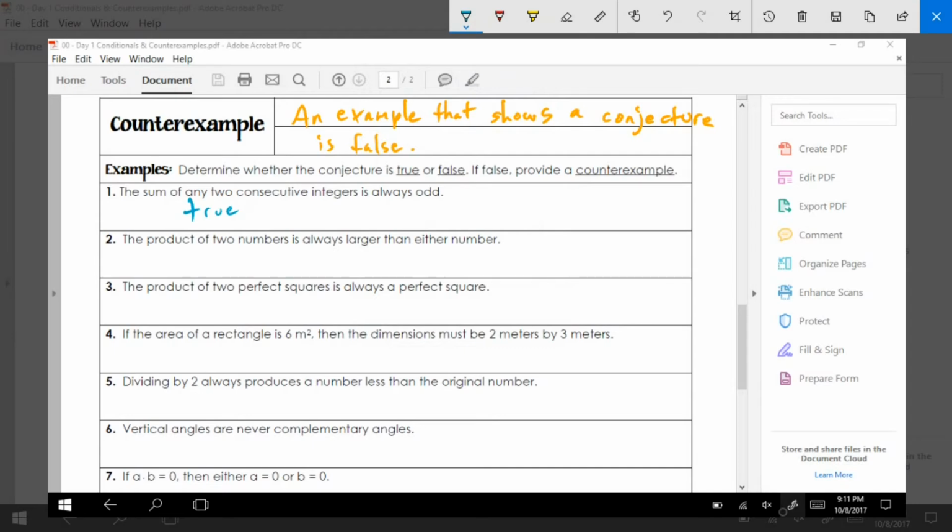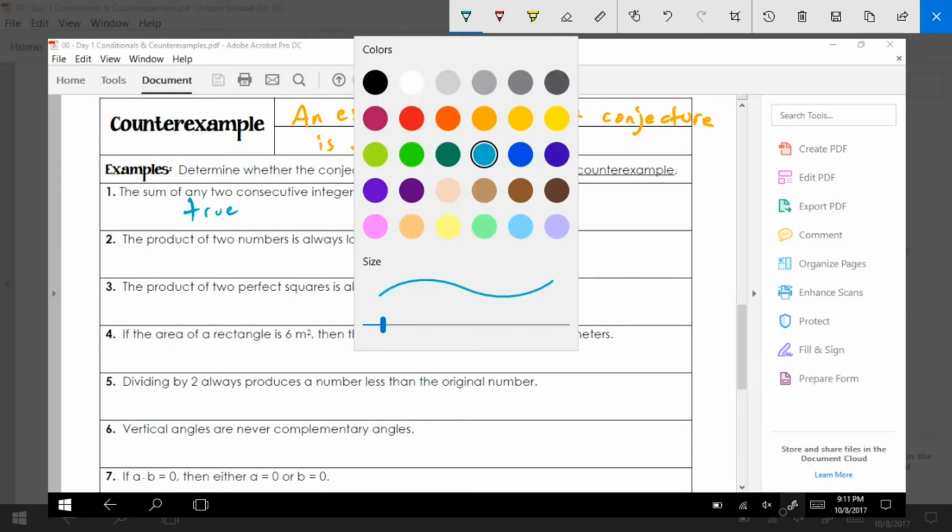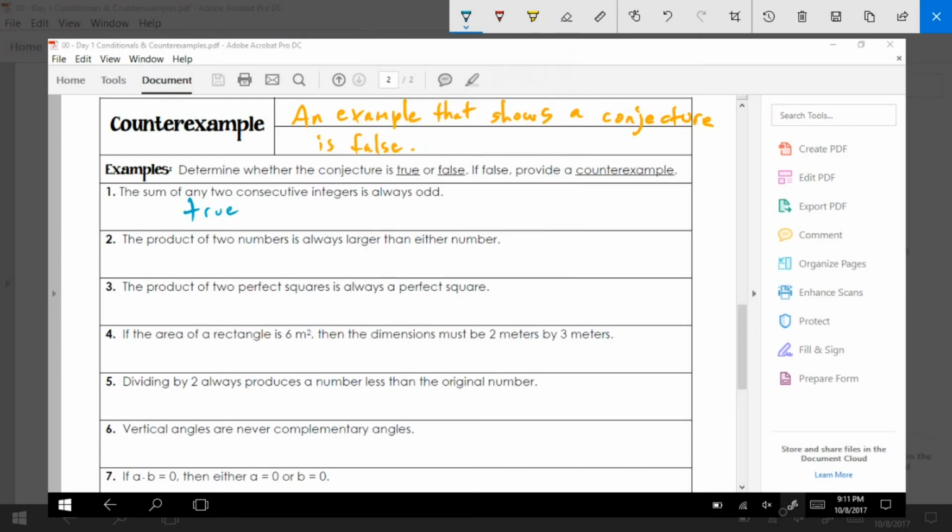All right, let's do number 2 together. The product of two numbers is always larger than either number. So they're saying that if you multiply two numbers together, it's always larger than both of those numbers. Can you think of a counterexample? Take a second, think about it. That is going to be false. Because check this out. If I go with negative 8 times 4, that equals negative 32. Is negative 32 greater than 4? No. Is negative 32 greater than negative 8? No. So, as we can see, there's my counterexample. Negative 8 times 4 equals negative 32.